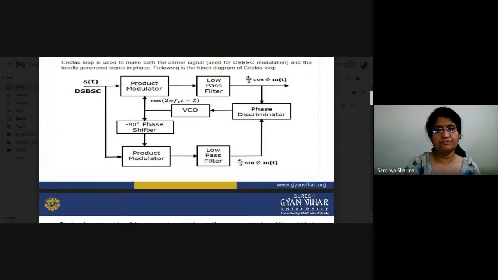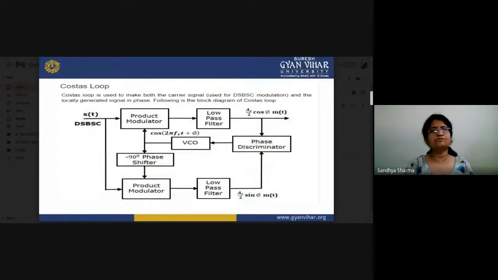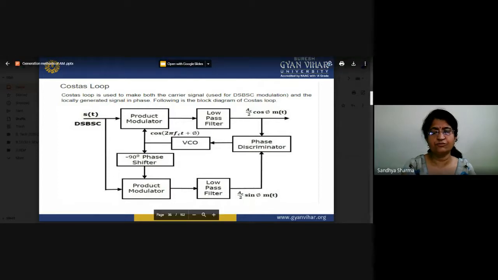Again, there is another method that is called a Costas loop, and the Costas loop is used to make both the carrier signal used for DSB-SC modulation and the locally generated signal in phase. So there is a basic requirement of this. It will have to maintain the phase.